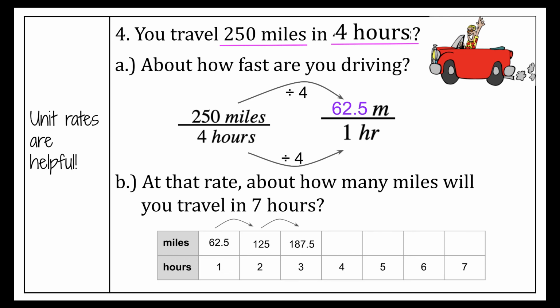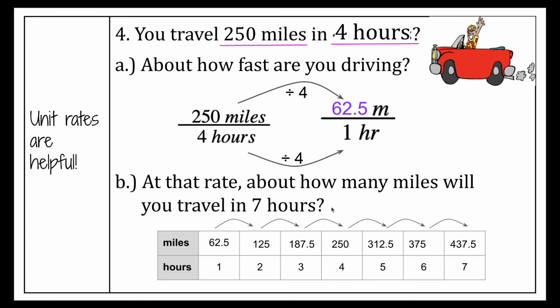How would I get to 4 hours? We'll add 62.5 or take 62.5 and times it by 4. And I could keep going and I would see that in 7 hours, I will have traveled almost 438 miles. This is repeated addition, isn't it? This table is showing you every time I move to the next box, I'm adding 62.5, adding 62.5.